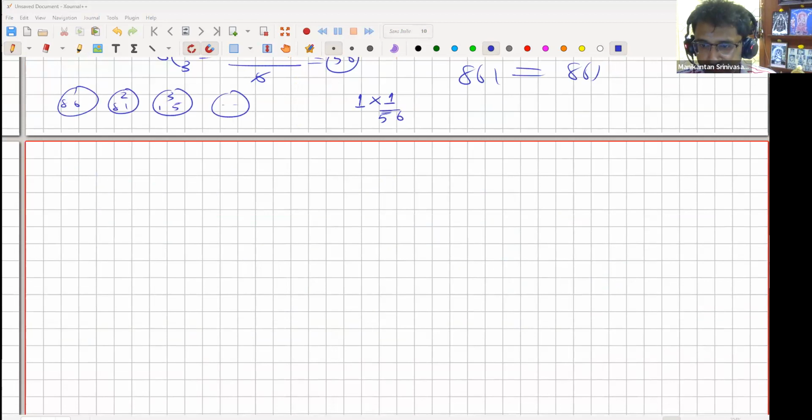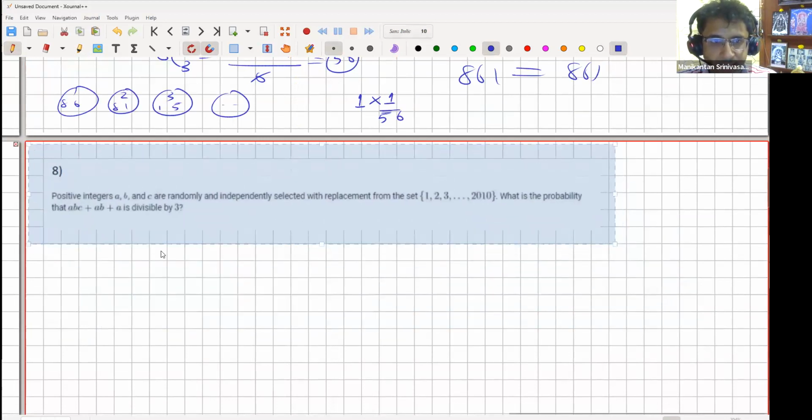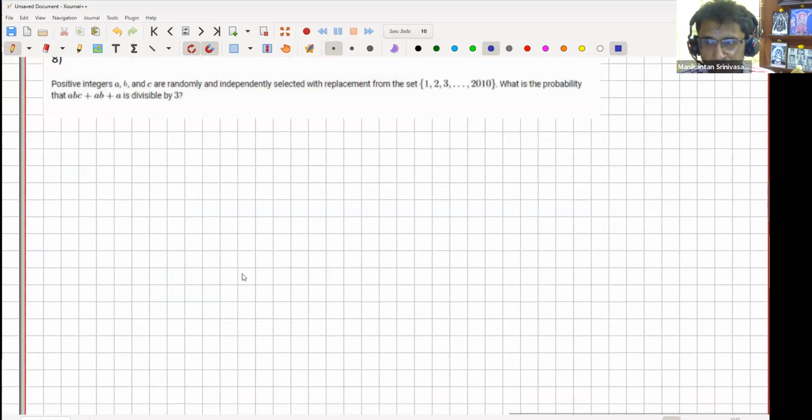Question 8. What is the probability that ABC plus AB plus A is divisible by 3? Again, one of the harder questions, but even if you didn't do it fully, I want to hear how your approach was. Ananya, did you try something on this one?